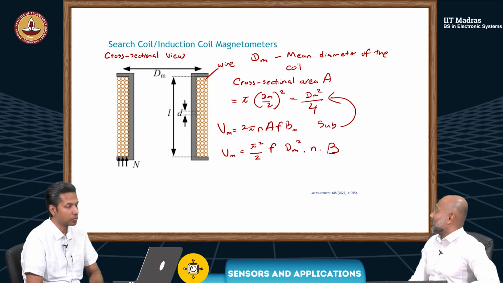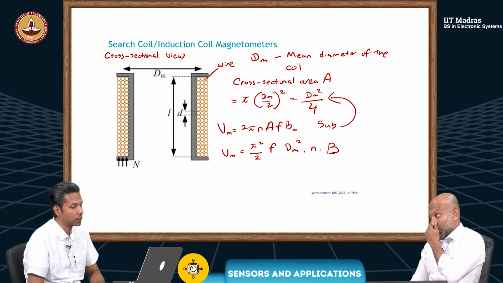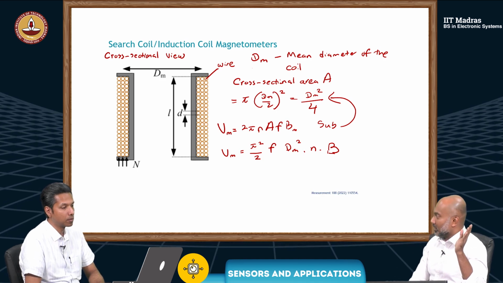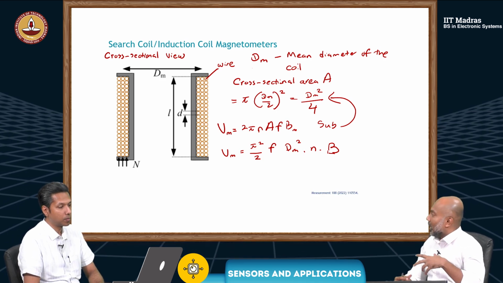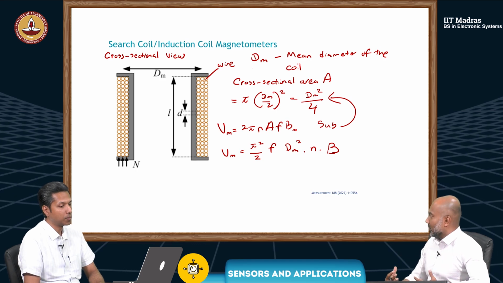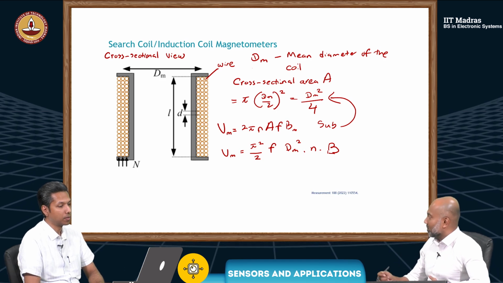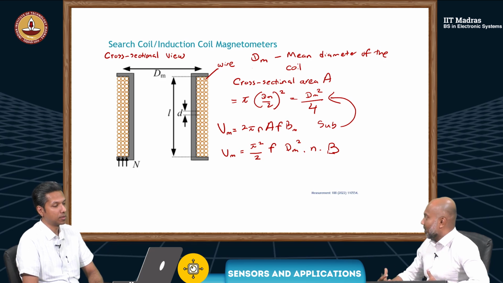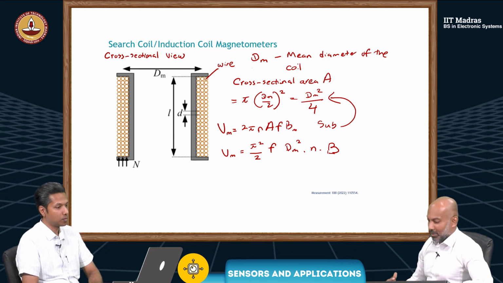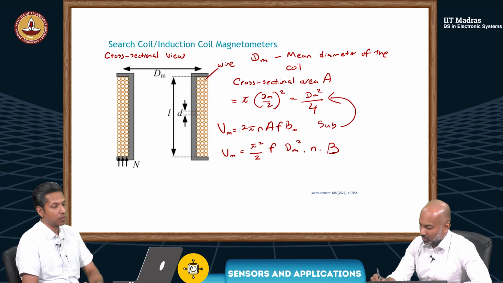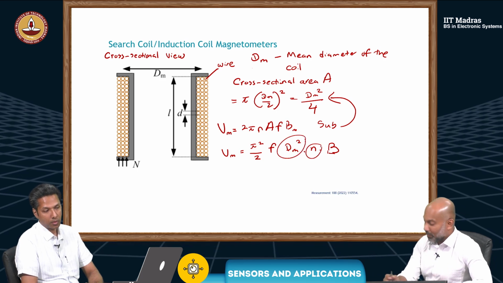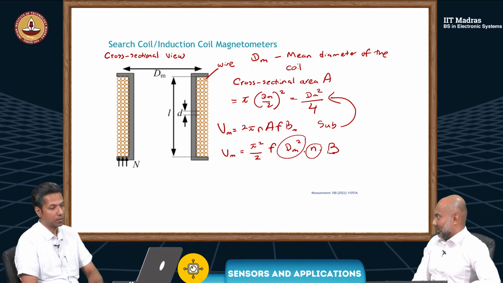Number of turns, same thing, right? If you increase the number of turns, you will also have a heavy device. Imagine 100 turns of wire. That's going to be a heavy device. So you don't want large and heavy. But if you look at this equation, those are the things that will give you high voltage output.